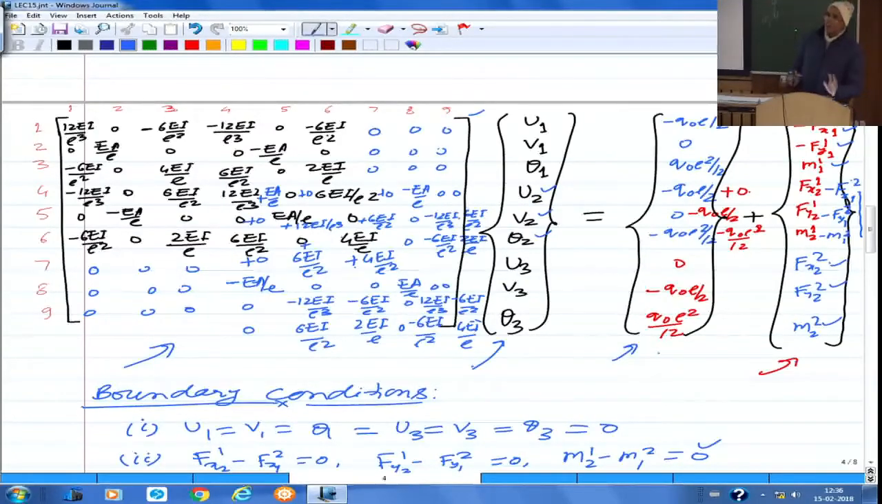See, it is not necessary that these are always 0. You can have, say, a sinking of the support. So maybe this u1 is some non-zero value.